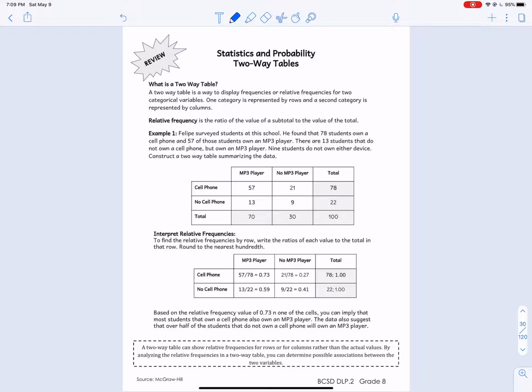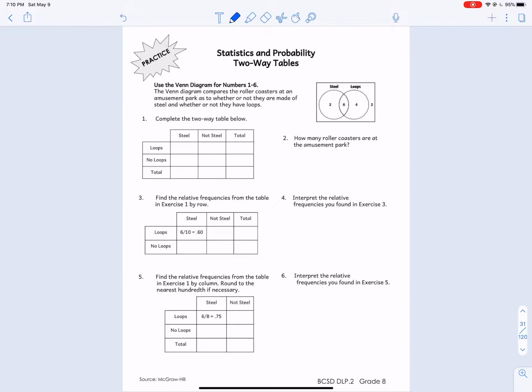So this is just an example. You can go through it, read it, look at the numbers, make sure you understand where they're coming from, and actually this one we have done in class.